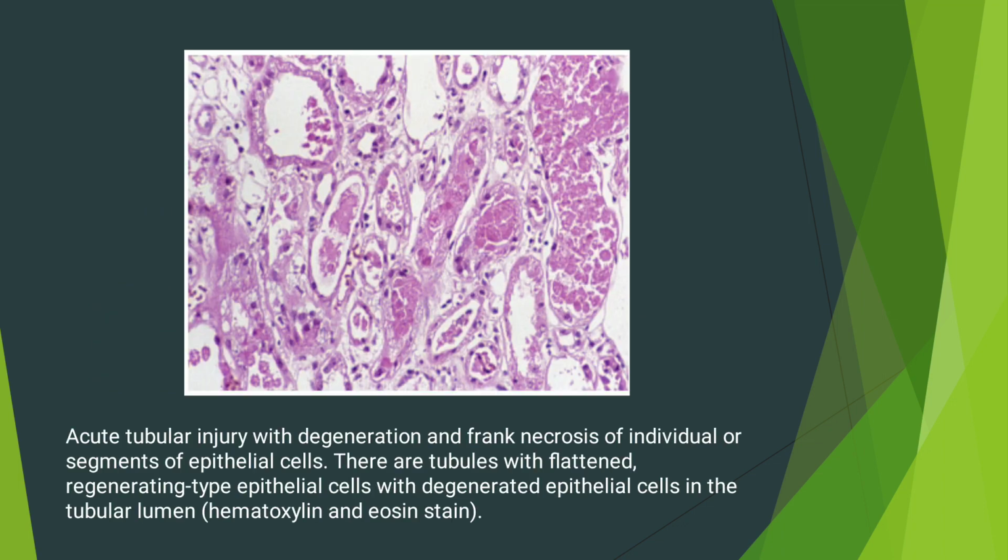In this photomicrograph, we can see degeneration and frank necrosis of individual or segments of the epithelial cells. There are tubules with flattened, regenerating type epithelial cells with degenerated epithelial cells in the tubular lumen.